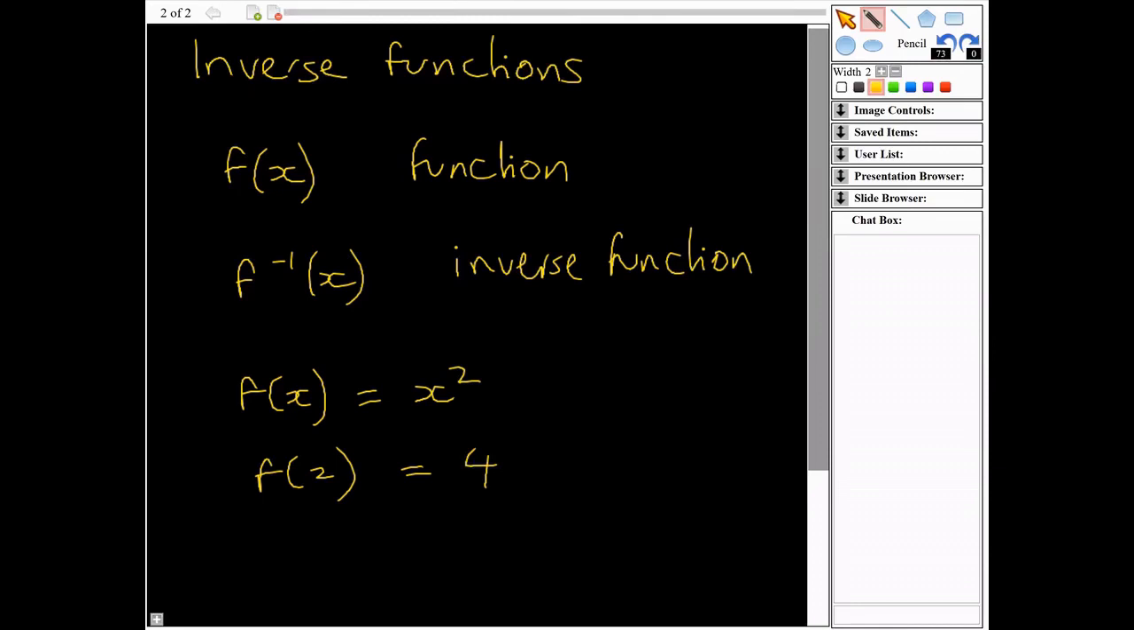But if I took the 4 and took the square root, I could have the possibility of 2, or I could have the possibility of minus 2. That would have one input, but two possible outputs. That wouldn't be a function. So in this case, there would not be an inverse function for x squared. So this would have no inverse function.